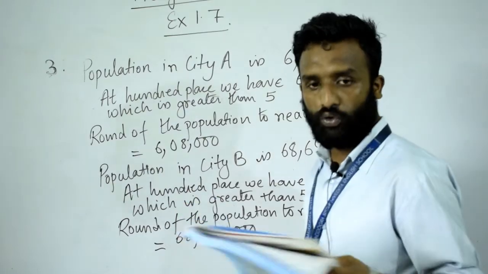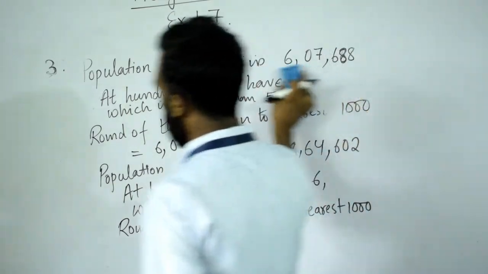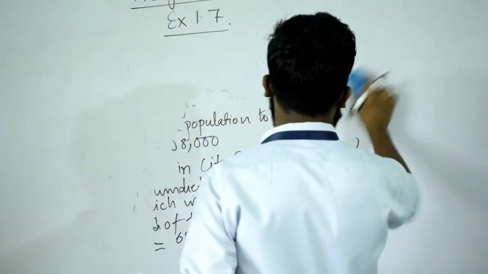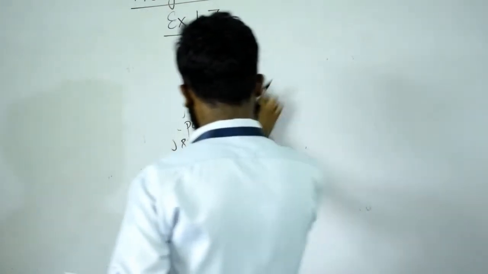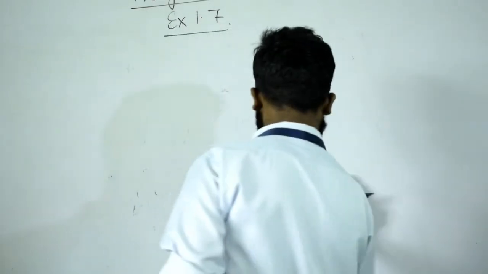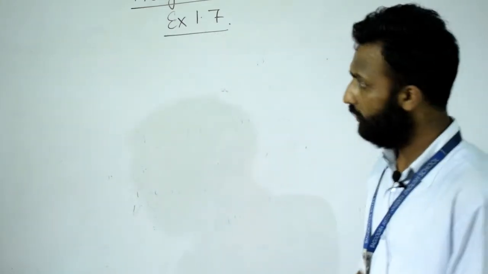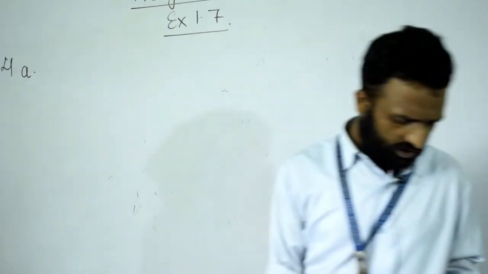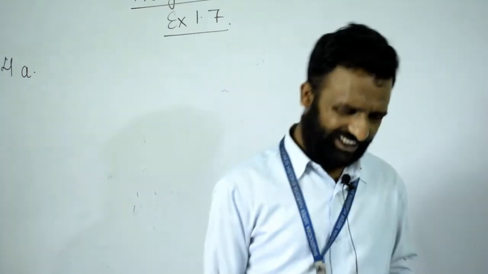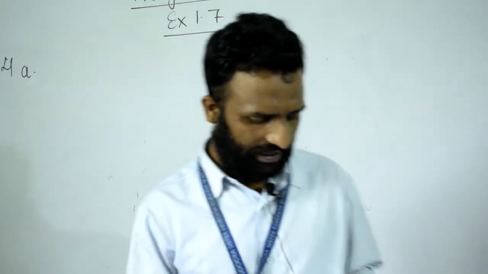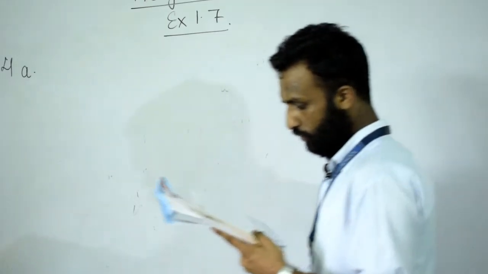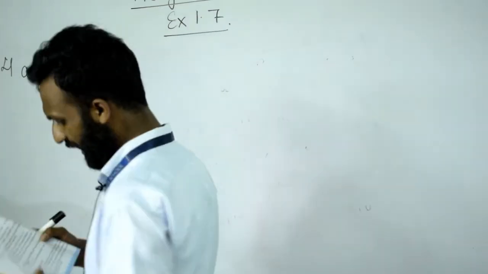Now let's go to question number 4. We have the last question from this exercise. 4a. Which of the following can be rounded up? Write yes or no. You only have to write yes or no.